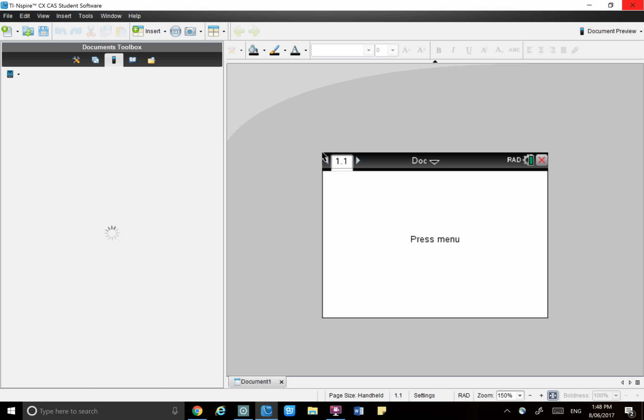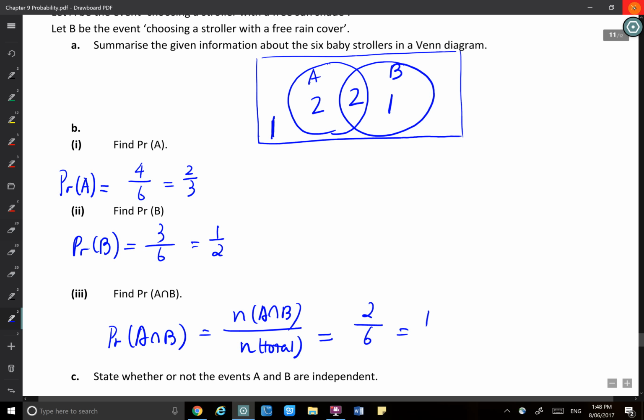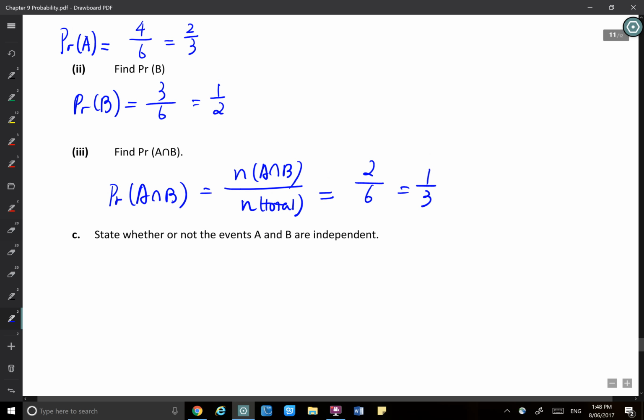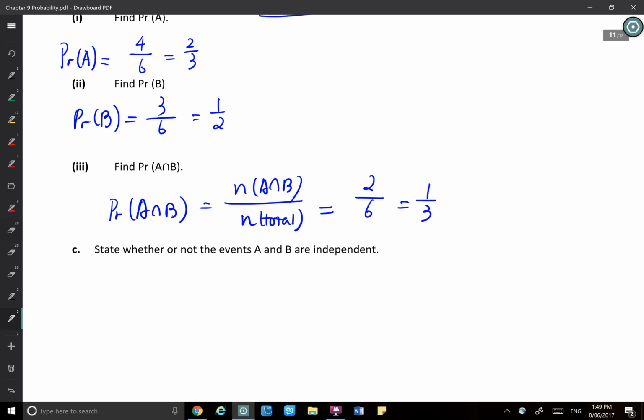Probability A intersects B will be the number of A intersects B over the number of total. That is 2 over 6, which is a third. And state whether or not the events A and B are independent. Because it's already asked you to find those 3 things, you can see that it's using the second formula.